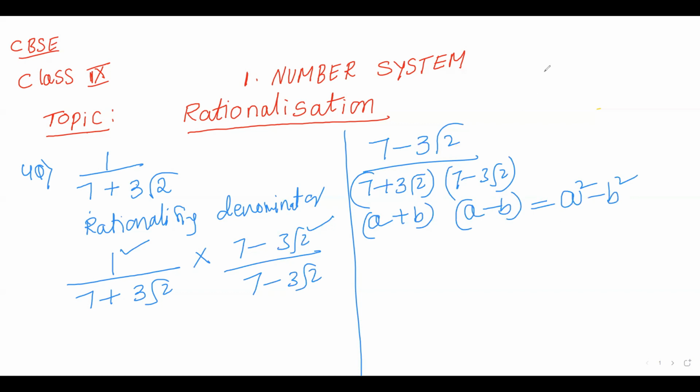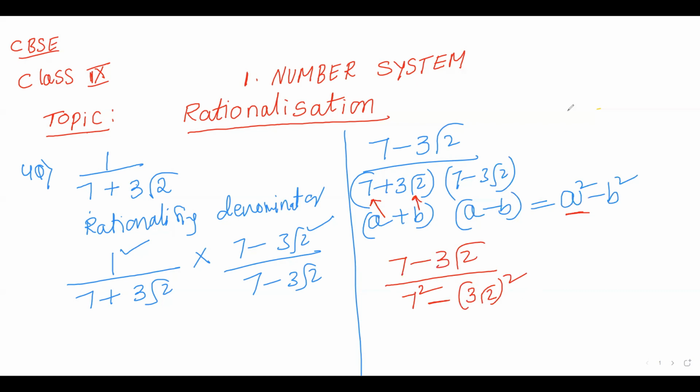What is the a value? 7 minus 3 root 2 is in the denominator. A value is 7. So a square means 7 square minus b square. Value of b is 3 root 2. So b square will be 3 root 2 whole square.